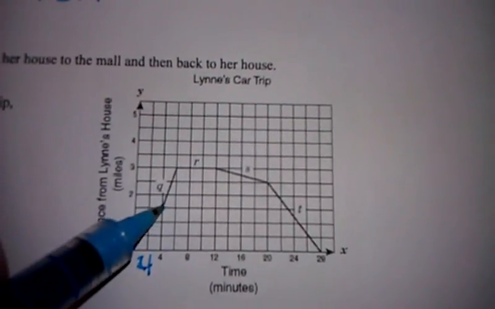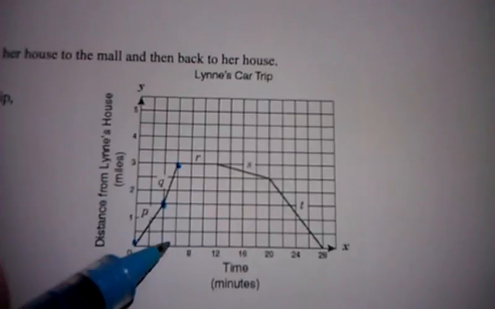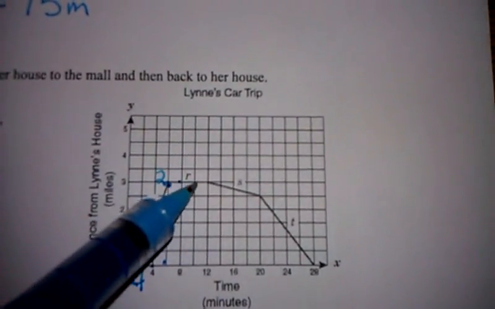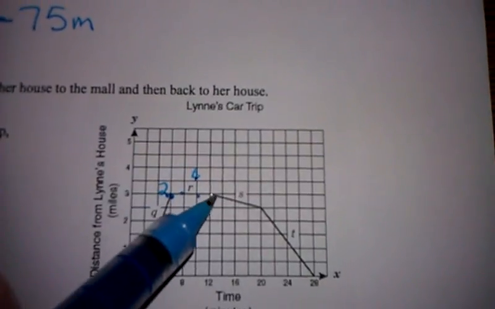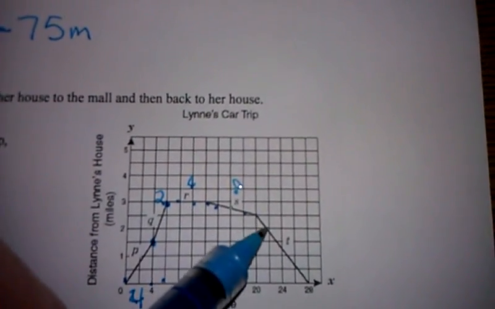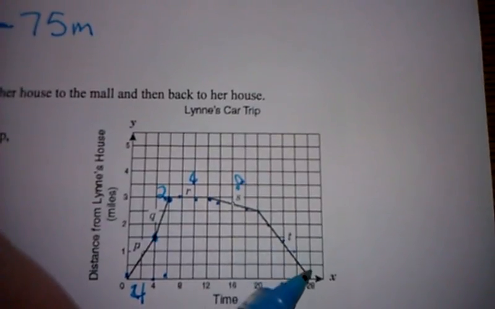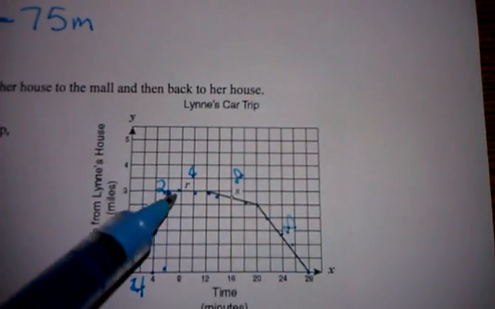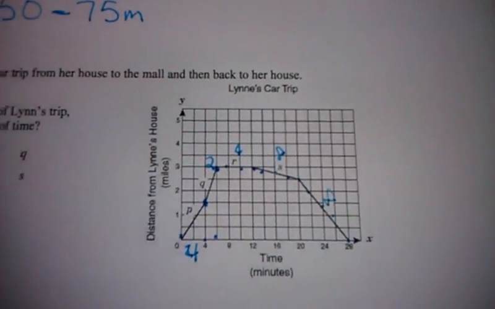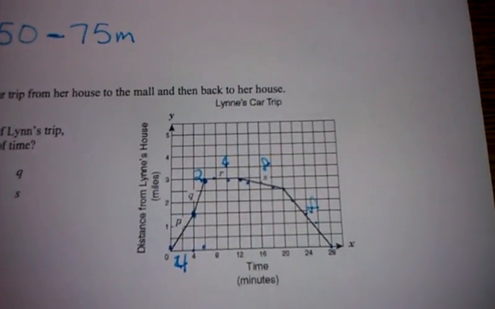In Q, it starts here and ends here, so it starts at 4, ends at 6. There's 2. R is 2, 4, 6. S, 2, 4, 6, 8. And T, 2, 4, 6, 8. The answer should be Q. Another reason it is Q is because it's the steepest line.